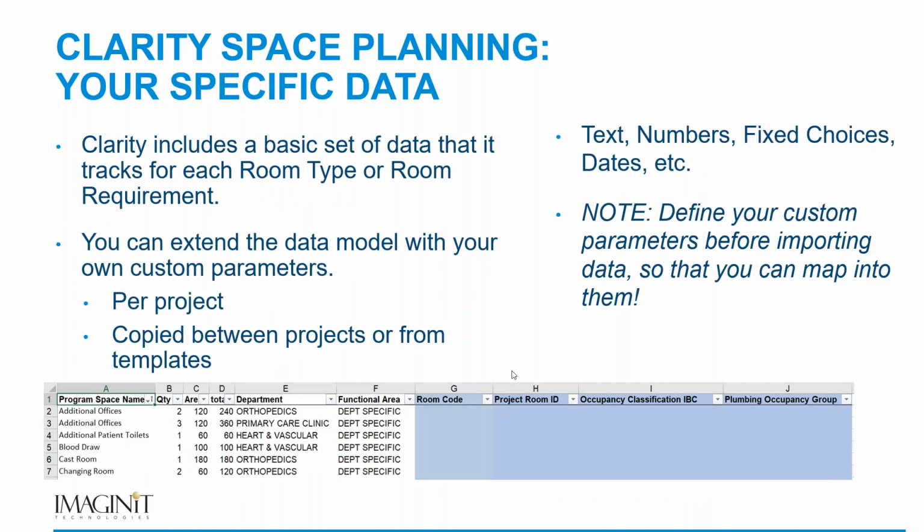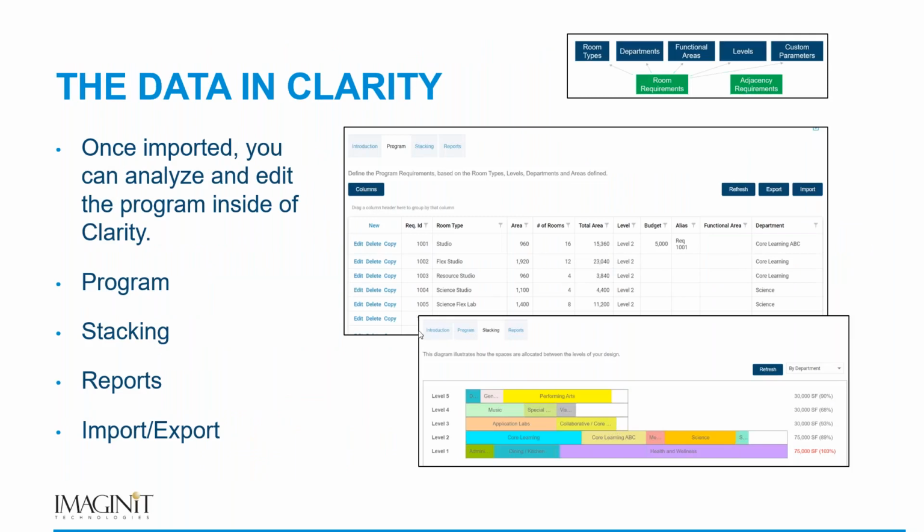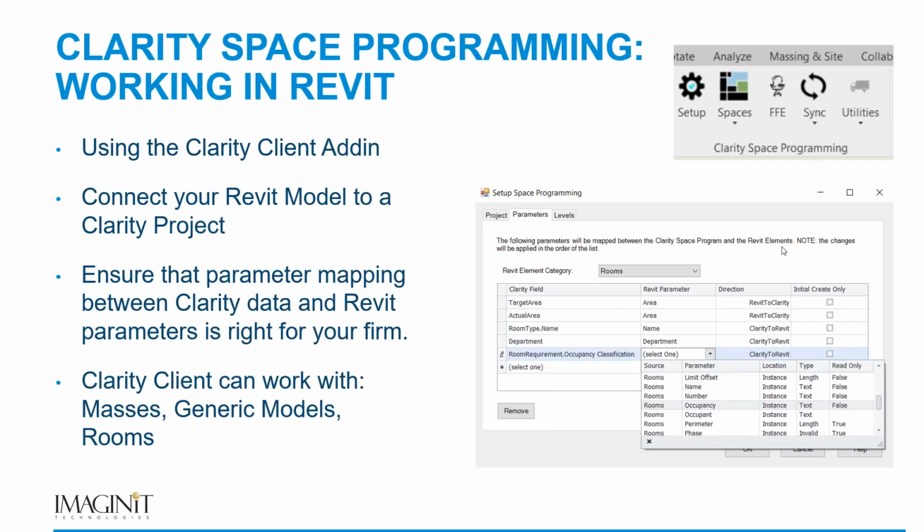We can deal with custom parameters and extra things that you're tracking within your program and you'd like to have mapped into Revit, or other things used throughout the process. And again, once we've got the data inside of Clarity, we wanted to give you different ways of looking at the data. So everything from being able to edit the project directly inside of the web environment, stacking charts so that you can see where departments or functional areas are allocated across your project, and then the reports and everything else, pivot tables, all that inside of the Clarity web environment.